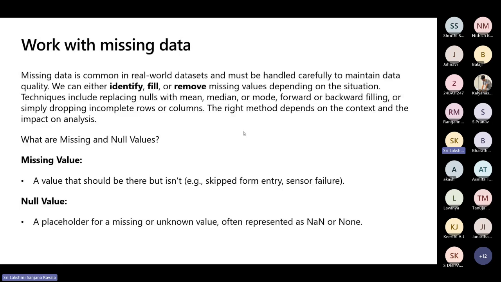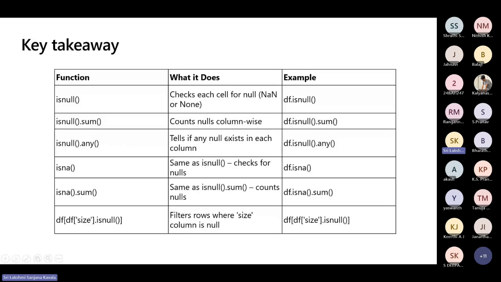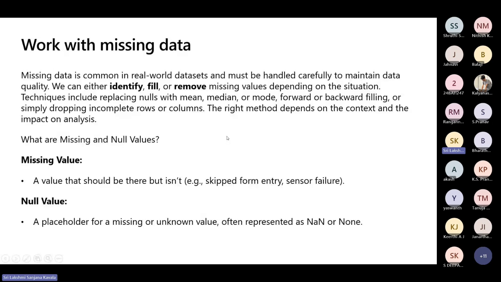So we can work with missing data in three ways. First one would be identifying the missing values, second one would be filling the missing values, or we can also remove the missing values depending upon the situation. What are the techniques to implement to work with missing data? First, we can replace it with the mean, median, or mode, or else forward or backward filling. Or we can simply drop the incomplete rows or columns, because some rows have more than 4 to 5 missing values. At that time we can remove those rows so that the model can perform well. So the right method depends on the context and the impact on analysis.